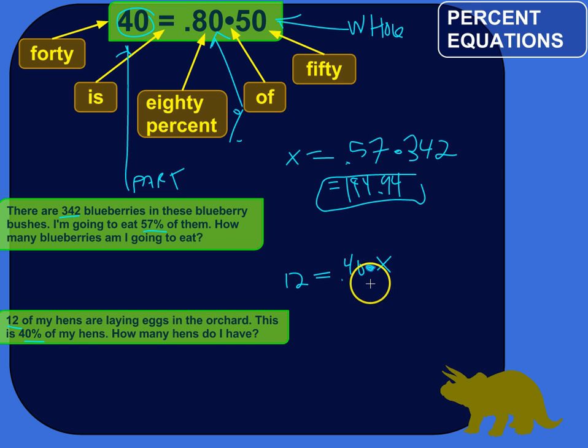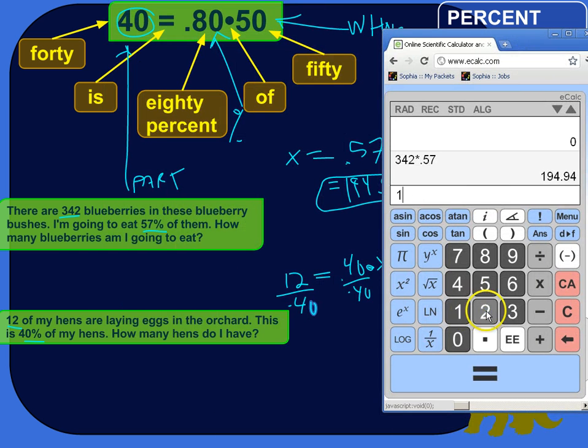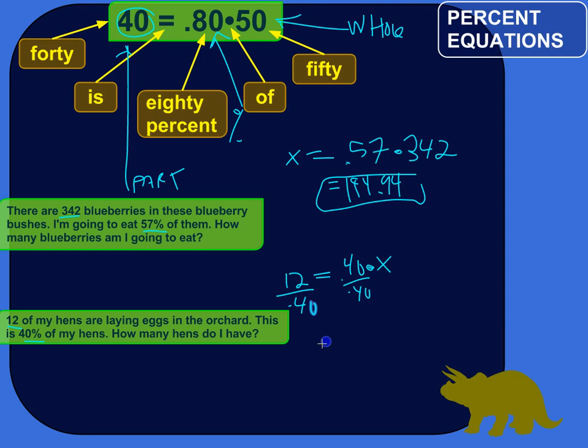So to solve for x, x is being multiplied by 0.40. So I'm going to divide x by 0.40 to get that out of there, and then I have to do that to the other side as well. So 12 divided by 0.40, that's 30. So I've got 30 total hens, and 12 of them are laying eggs, so that's 40% of the 30 laying eggs.